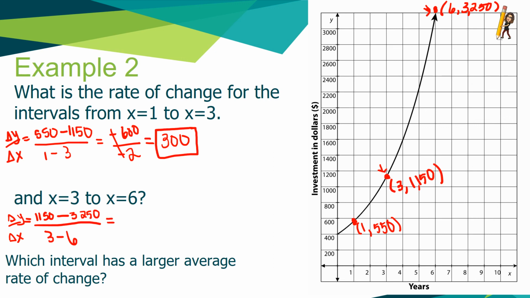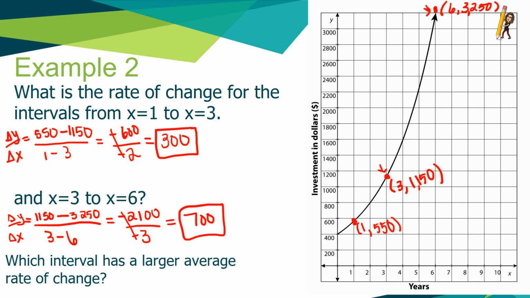So 1,150 minus 3,250 would be negative 2,100 all over 3 minus 6 is a negative 3. We know that the negatives will cancel. 2,100 divided by 3 is equal to 700. So if I were to interpret this average rate of change, I would say on average, investments in dollars increase about $700 every single year.